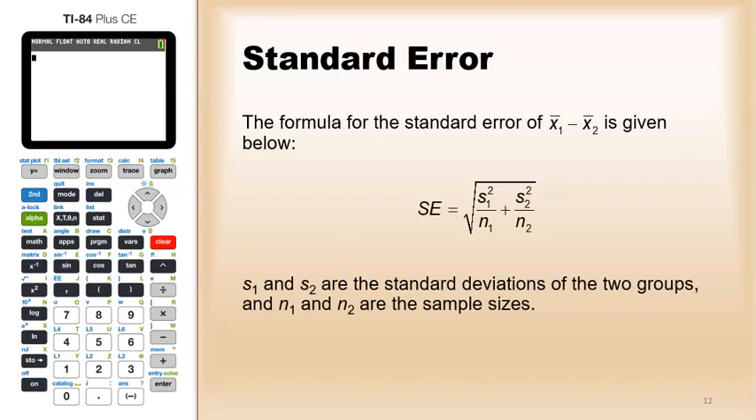So the standard error looks a bit more complicated than the last couple lessons, and that's because essentially it's a combination of the standard errors for the two groups. So the formula is the square root of the first standard deviation squared over that sample size, plus for the other group, that standard deviation squared over that sample size. So S1 and S2 are the standard deviations of the two groups, and N1 and N2 are the two sample sizes.